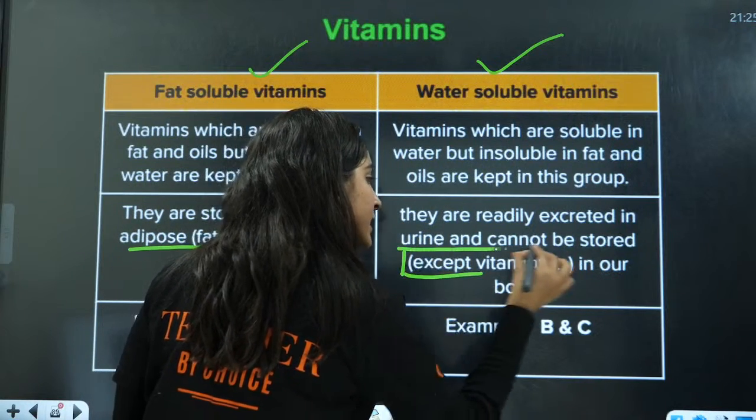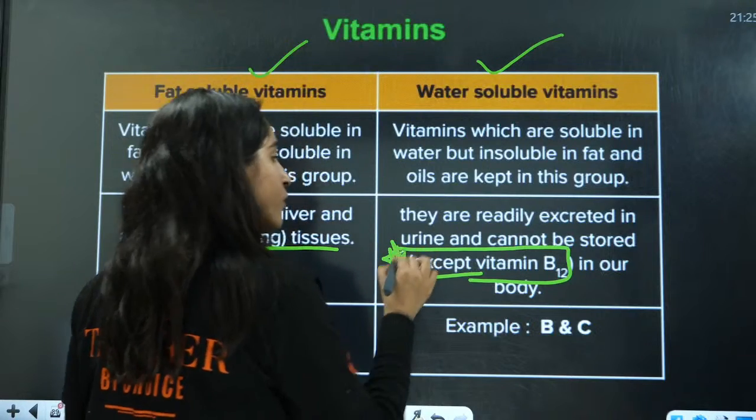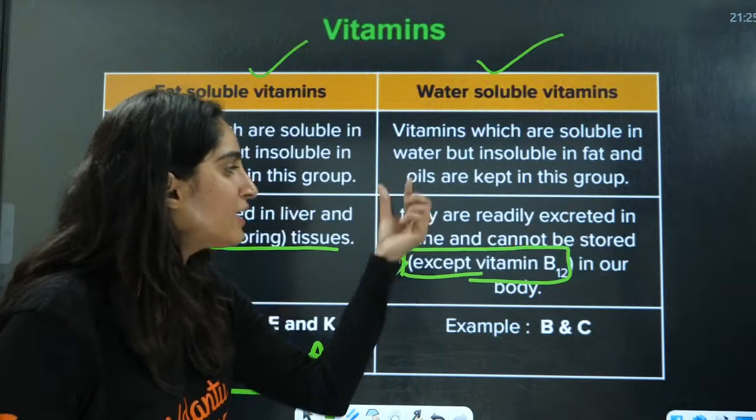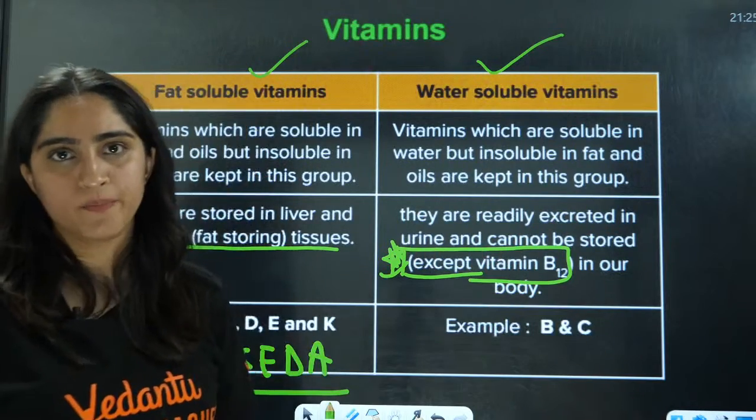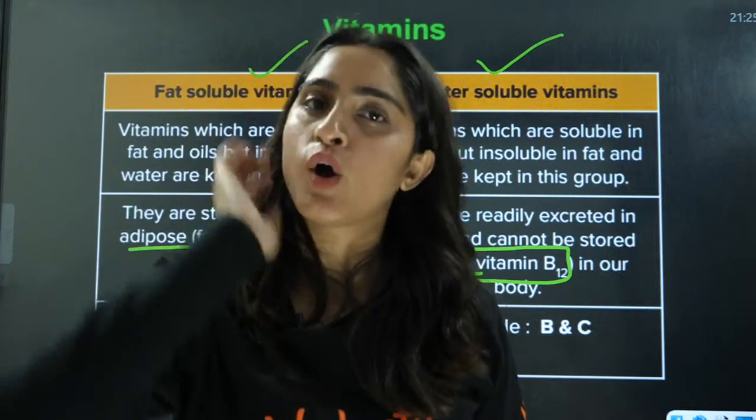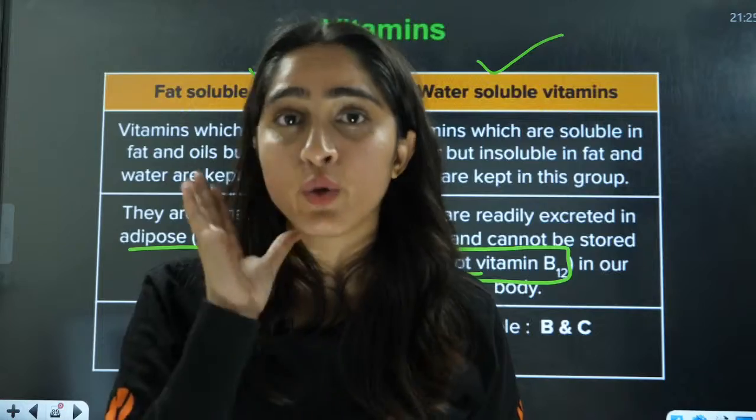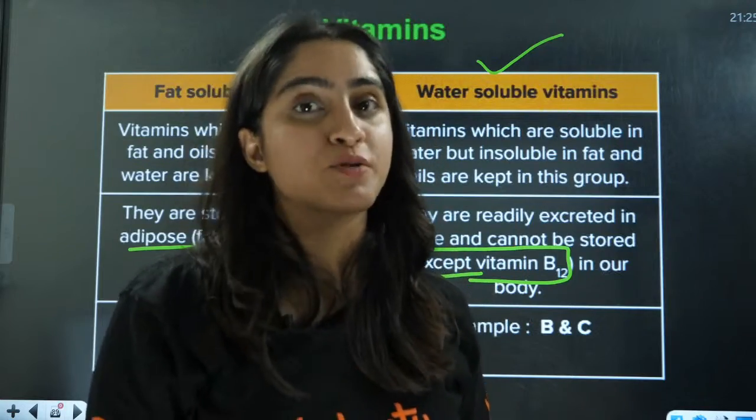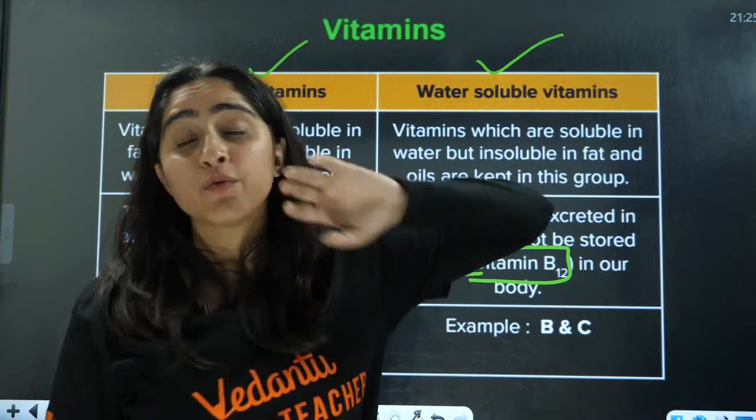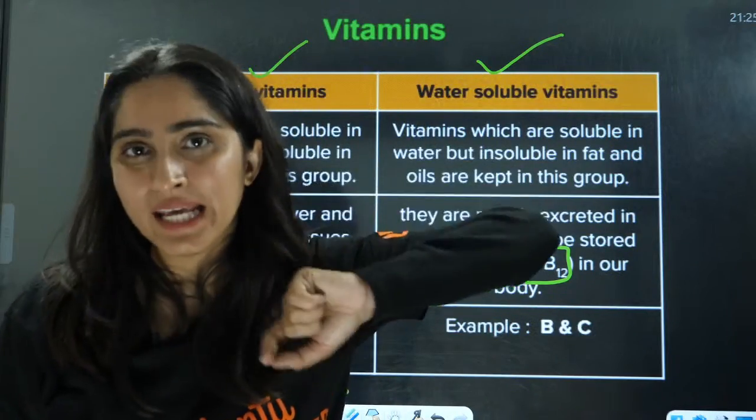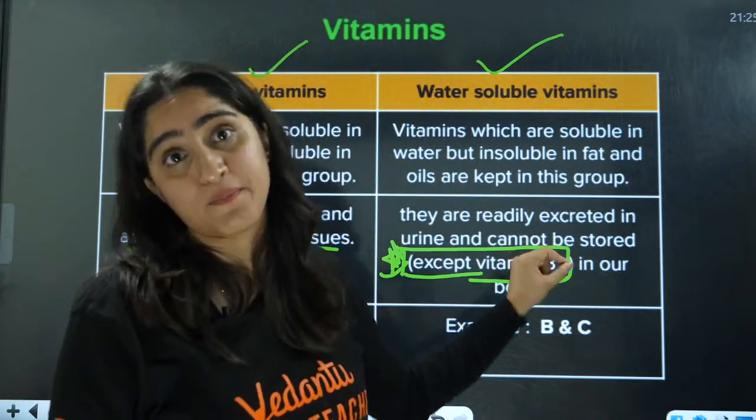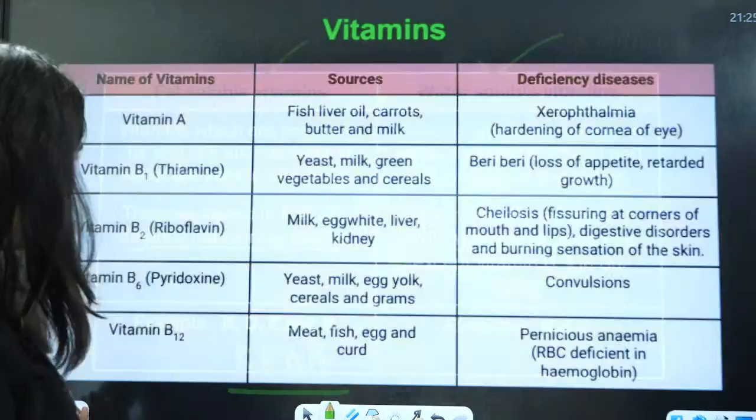Now this point here is very important. They are readily excreted in urine and cannot be stored in our body because they are water soluble. They will be removed by passing urine. But here also there is one exception, that is vitamin B12. It is water soluble but will be stored in our body. That is the exception here, from where a question can be asked.